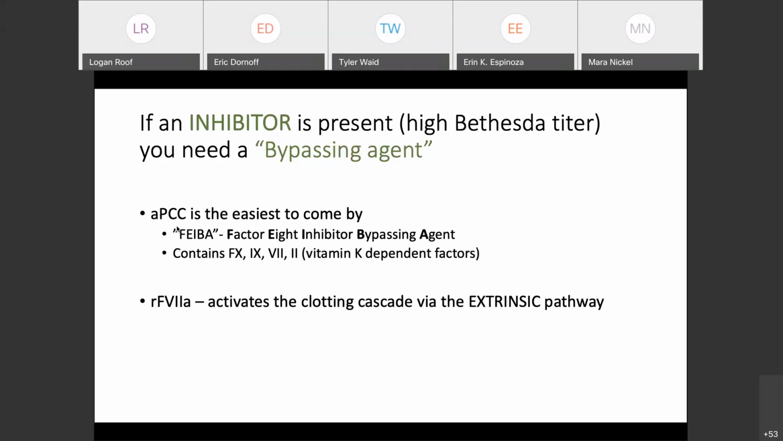The other way to bypass the inhibitor is to give recombinant factor 7A, and that might seem counterintuitive. You're giving factor 7 to an inhibitor of factor VIII, but what you're really doing is bypassing the entire intrinsic pathway and activating the extrinsic pathway.